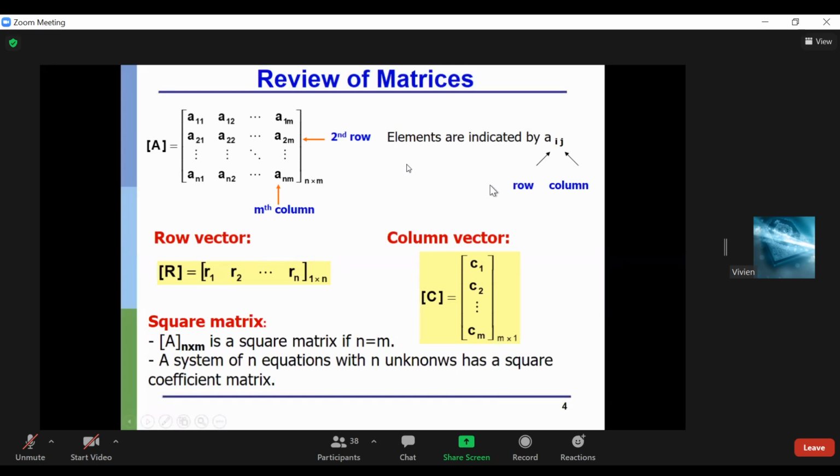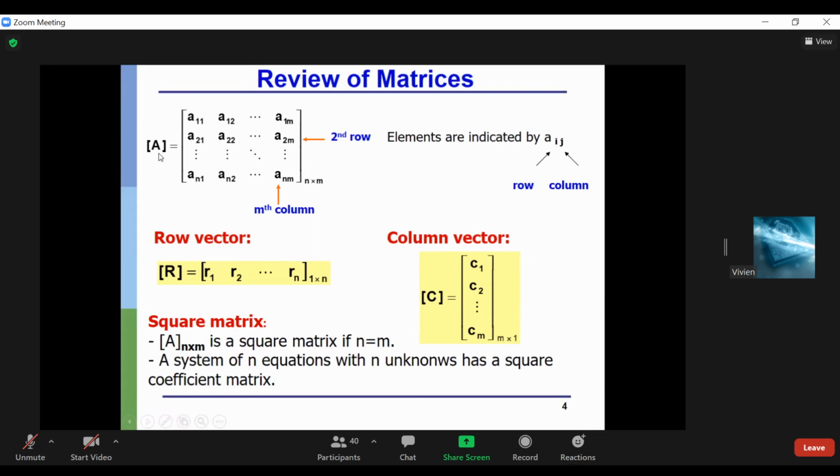Now, before we learn the algorithm to solve this problem, we will look at a review of matrices. I think you have learned about this before, in calculus, when you learned about matrices. Okay, so we will do some review on that.